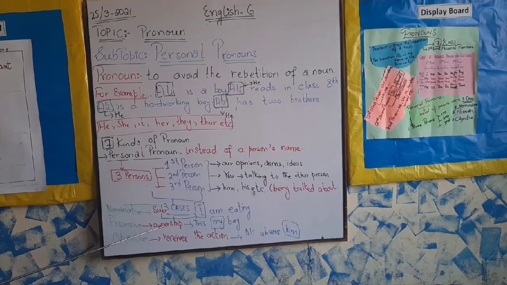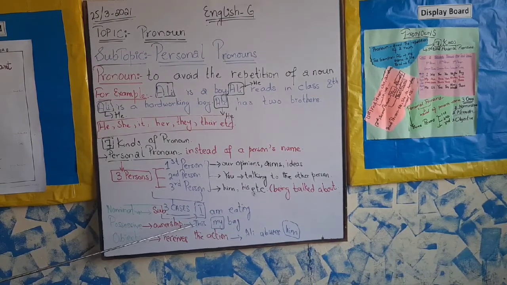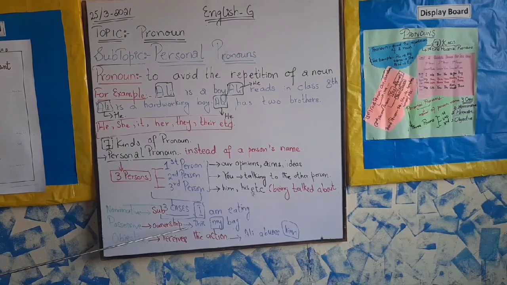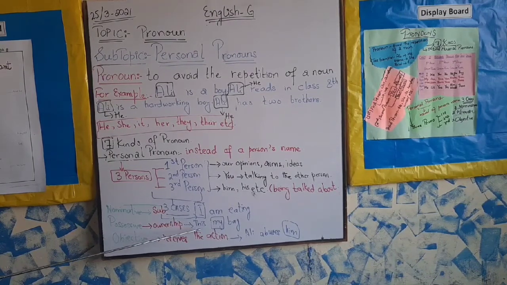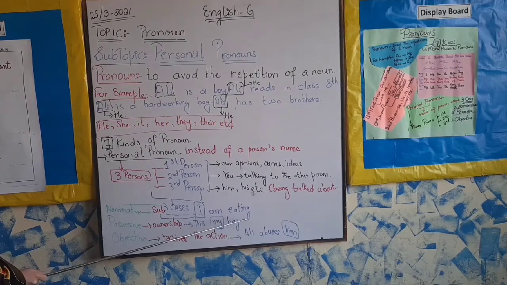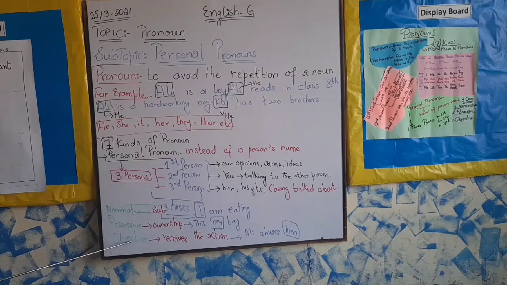Possessive means to show the ownership related to our things, our ideas, our emotions, our feelings, etc. To show love or care towards our belongings, our things, etc. So we use my, mine, our, his, her.